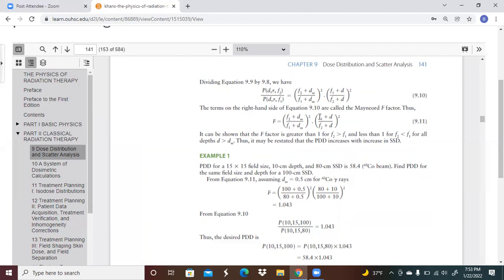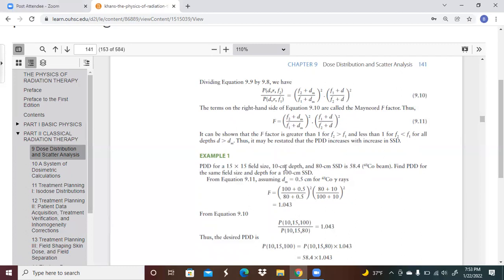All right, so we're going to take this particular equation and figure out what the PDD is going to be. To get that, we're going to need the Mayneord F factor. So we know that our new SSD is going to be 100, so we put that in place of F2. Here, the d sub max is going to be 0.5. That's what it's going to be for Cobalt 60. The F1 is going to be what we were originally at, which is 80 cm SSD right there. So F1 again is going to be here.